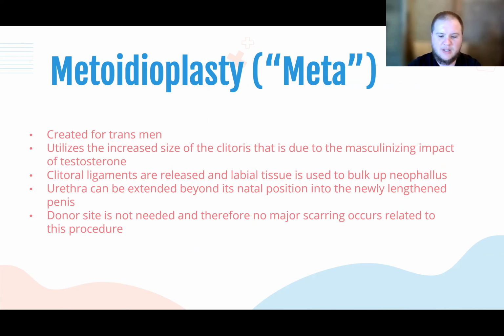Metoidioplasty, or what's commonly called meta, was specifically created for trans men, and it utilizes the increased size of the clitoris that is enlarged due to testosterone. The clitoral ligaments are released, and labial tissue is used to bulk up the neophallus. The urethra can be extended beyond its position into the newly lengthened penis, which is called urethral lengthening. There's no donor site, so there's no scarring. The recovery is shorter, and there's usually less complications for that procedure.